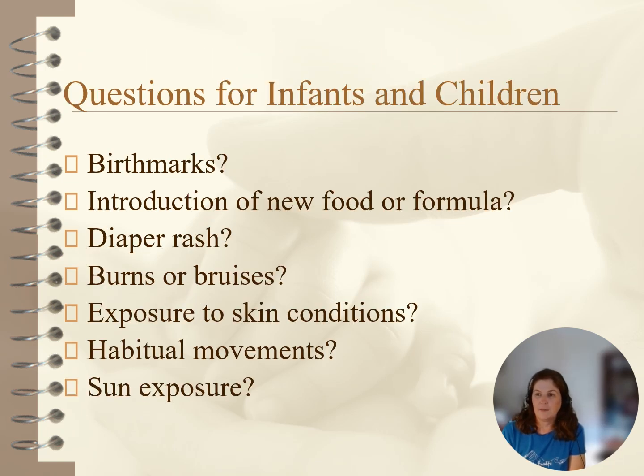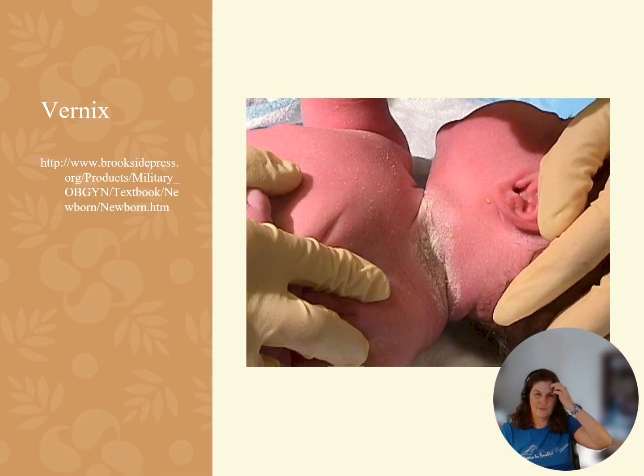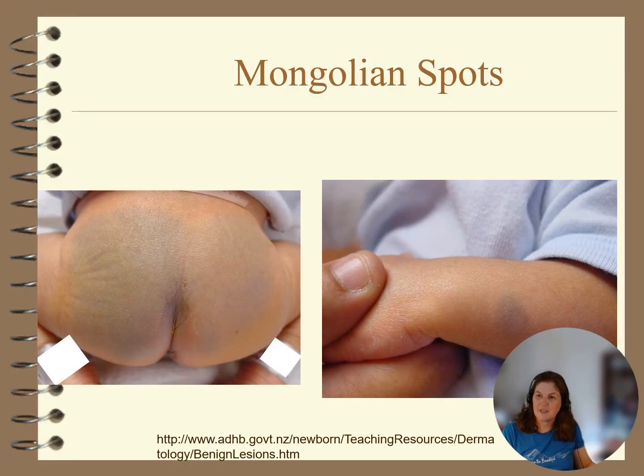Okay, when you're talking, you want to make sure if the individual has any infants, or if the infant or child has any birthmarks, introduction to new food or formula, diaper rash, burns, bruises, etc., sun exposure. This is the vernix, that area in between the neck and the shoulders. It's that cheesy-like substance.